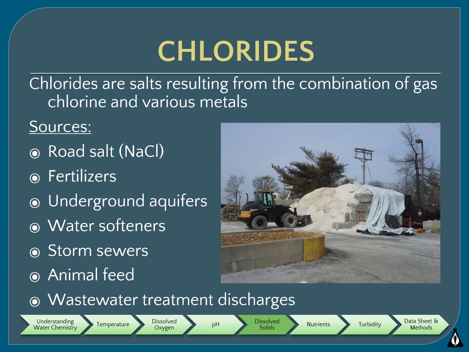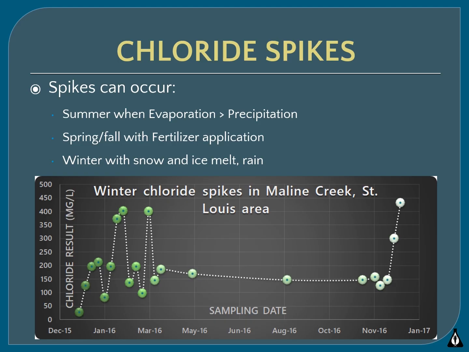Here's a graph showing chloride spikes on a specific creek in St. Louis called Maline Creek. In general, chloride spikes can occur in the summer whenever evaporation of the stream is greater than the precipitation that's coming in. It can also occur in the spring and fall with fertilizer application, and it can also occur in the winter with snow and ice melt.